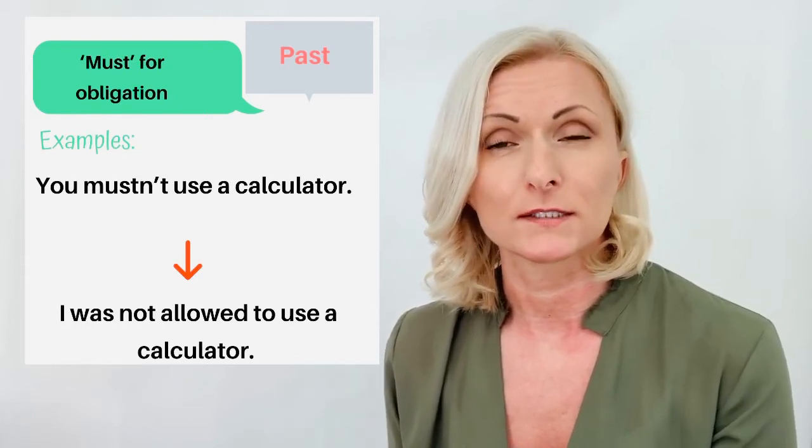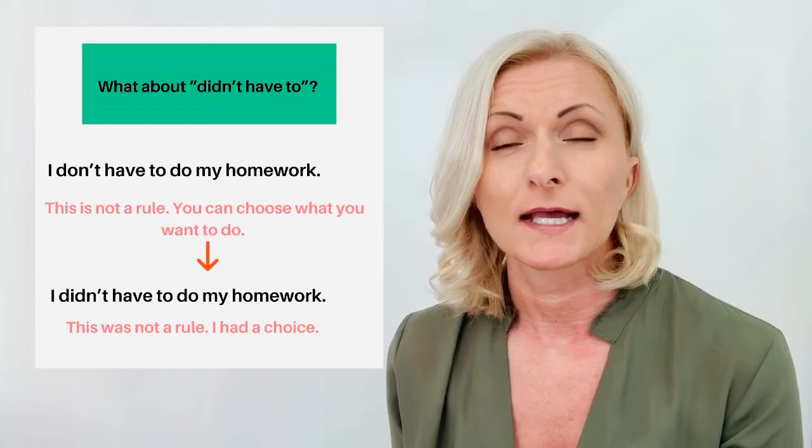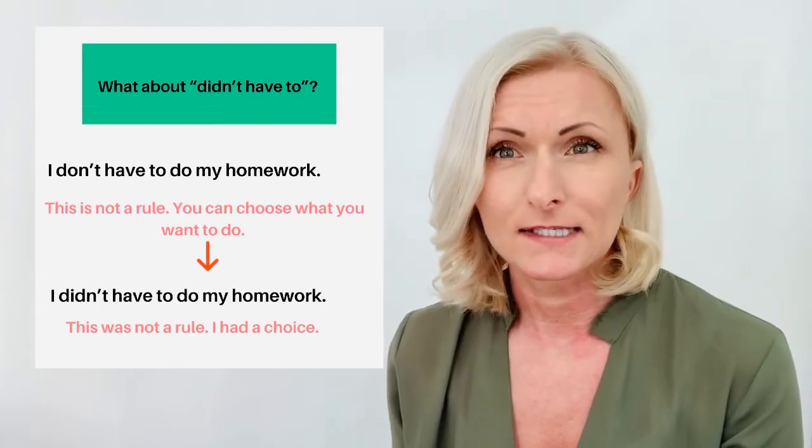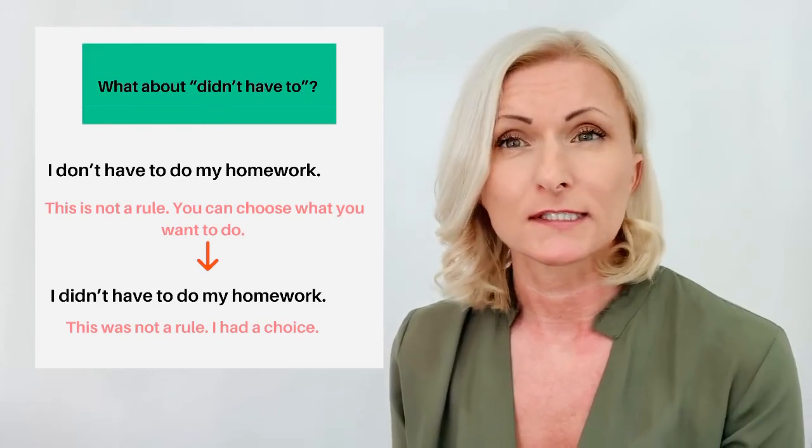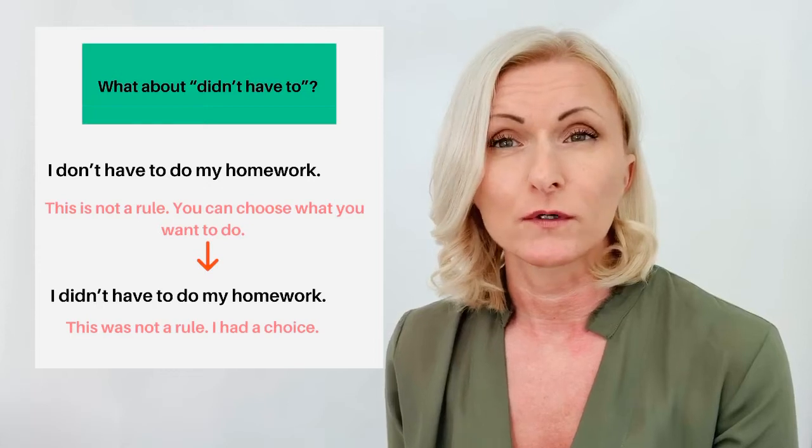So was not allowed to and were not allowed to are used in the past instead of the present form of mustn't. What about didn't have to? Didn't have to is the past form of don't have to. As we have discussed earlier, I don't have to do my homework means that I have a choice and I can decide if I want to do my homework or if I don't want to. It's exactly the same in the past tense. I didn't have to do my homework actually means it was not necessary for me to do it. I had the decision, I had the choice whether I wanted to do it or not.